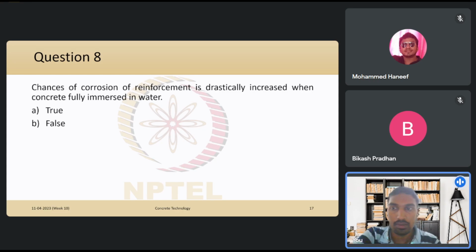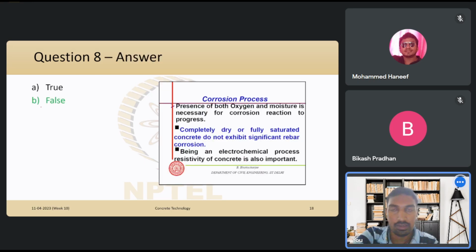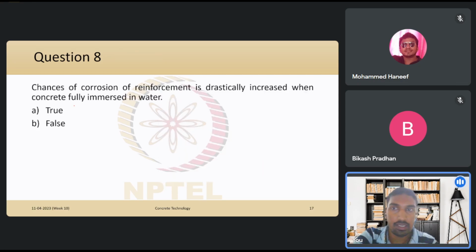We have two votes for option A saying it is true. Okay, so actually this is a false statement. What's given here is that the chances of corrosion dramatically or drastically increase when it is fully immersed in water.